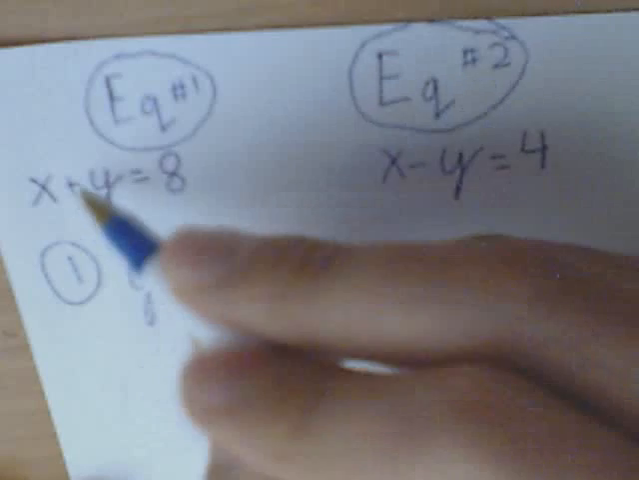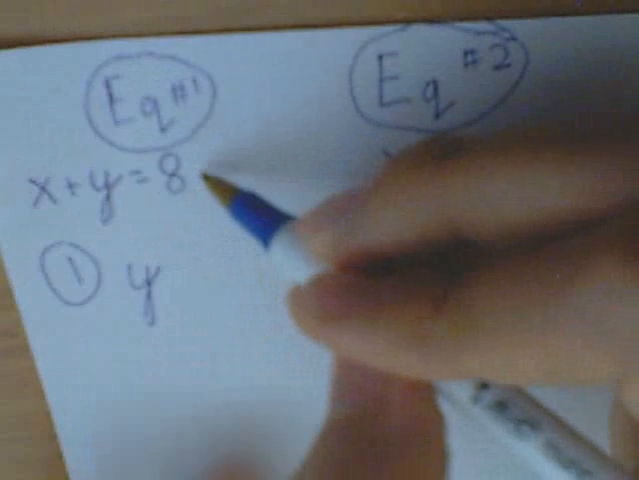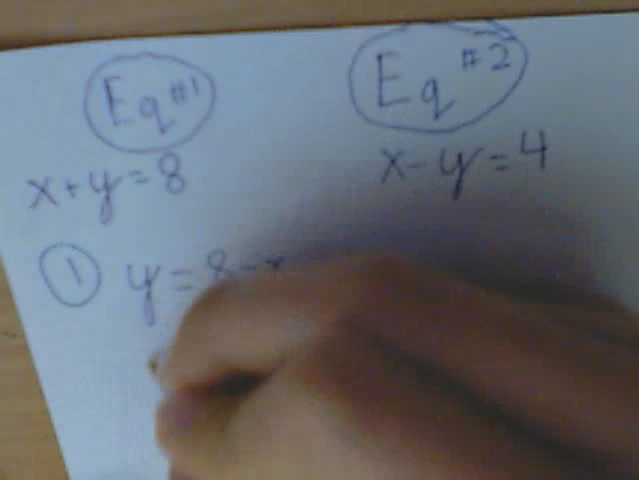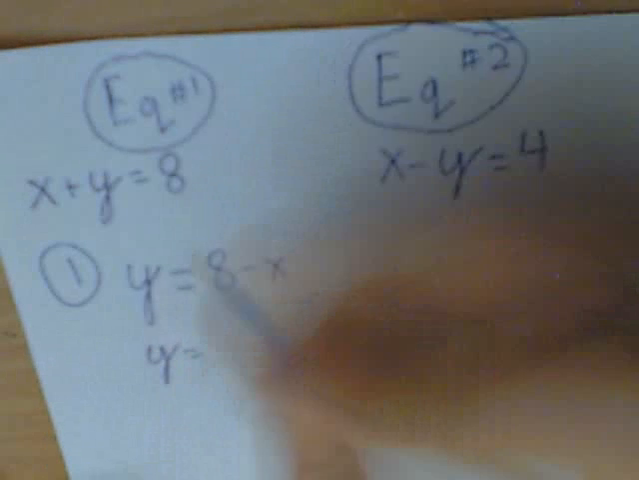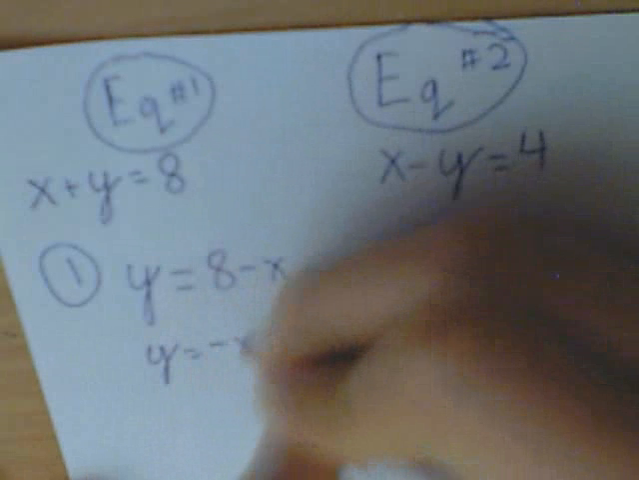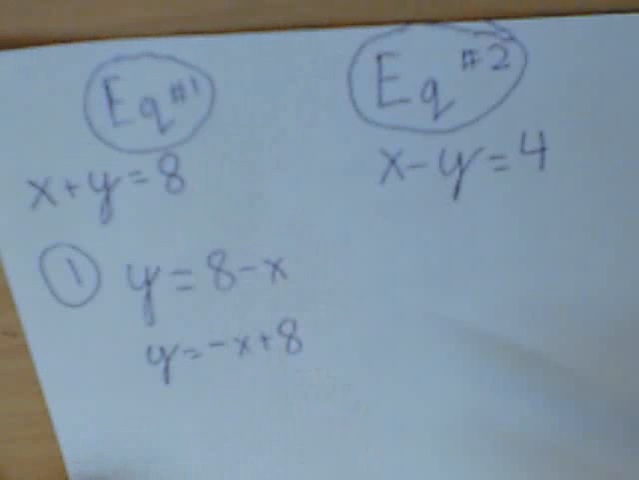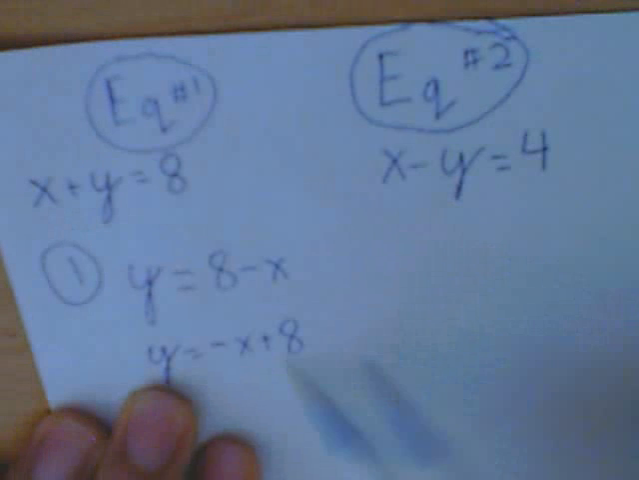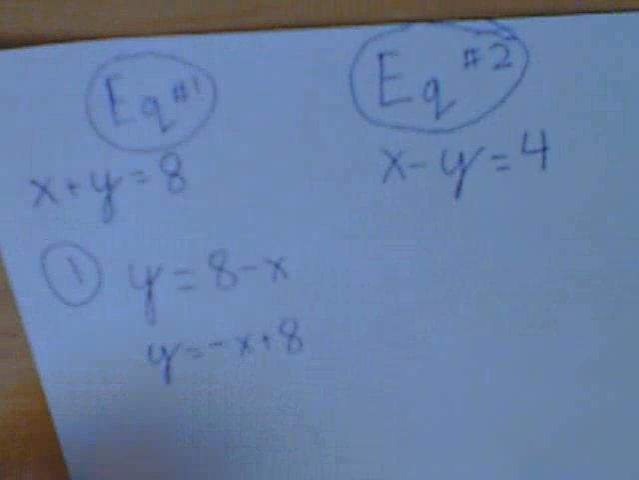So minus x on this side. You would subtract x on this side also, so it would be 8 minus x, or to put it into the y equals mx plus b form, negative x plus 8. So that's our first step. So what does this mean? It means that y is equal to negative x plus 8.